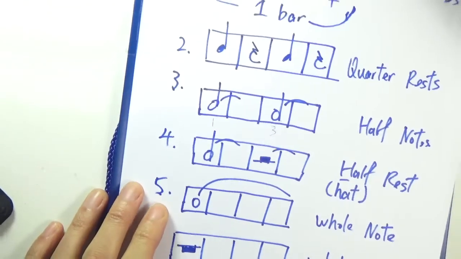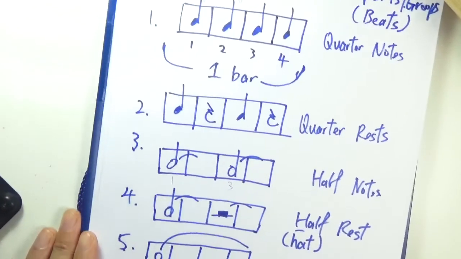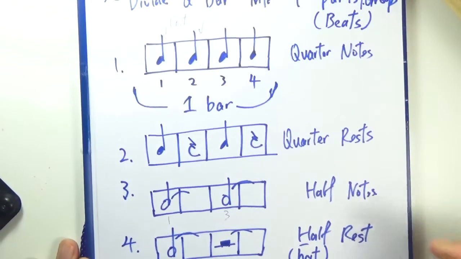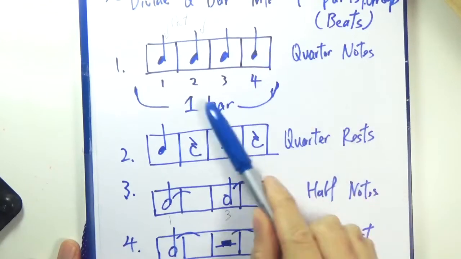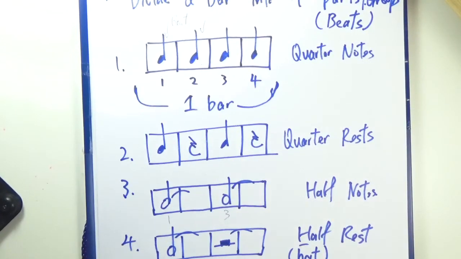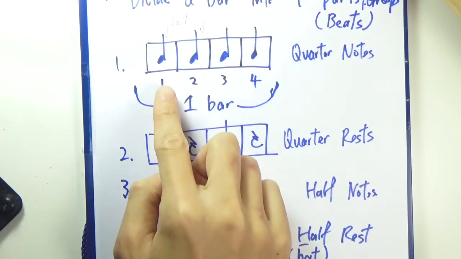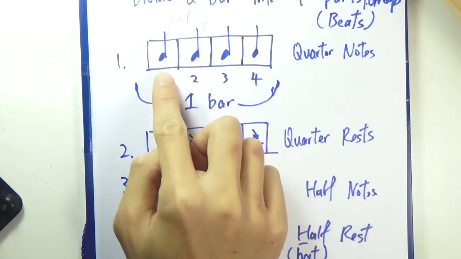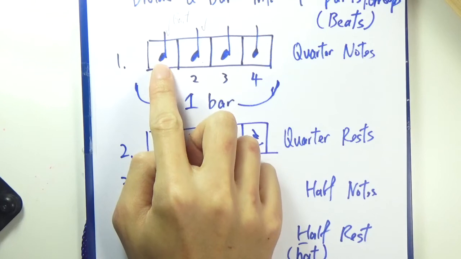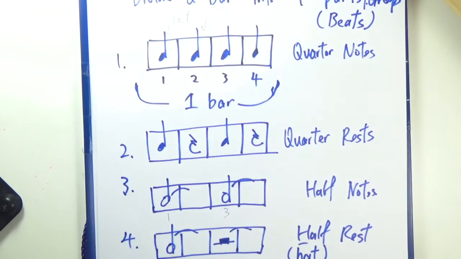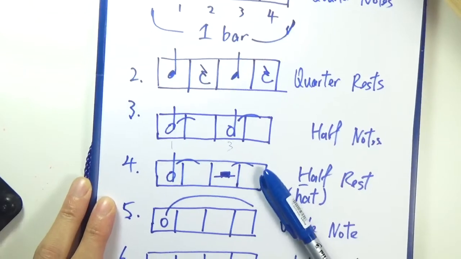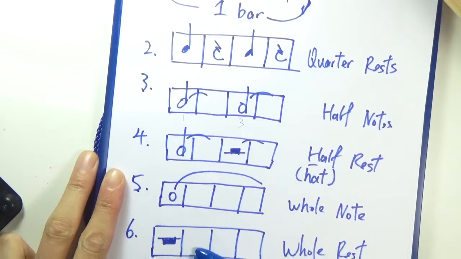So that's it for the 4-beat model here. You divide everything into 4 groups. For each group, you can represent each box with a beat. And the quarter note is just a solid body circle with a stick. You have a quarter rest, half rest, whole note, and then whole rest.